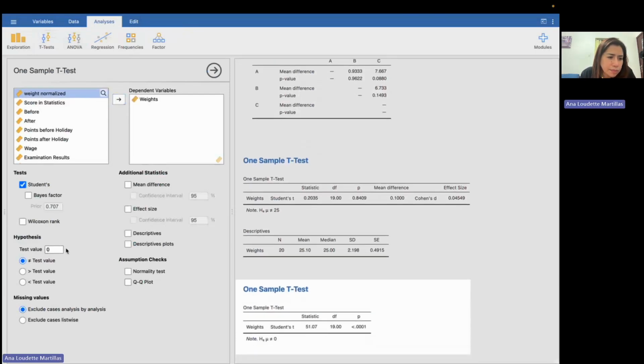Now, in the test value field, let's enter 25 since it is mentioned there that the value is 25 kilos. The researcher would just want to know if the student bag weight would differ from 25, so the test value setting here is correct.